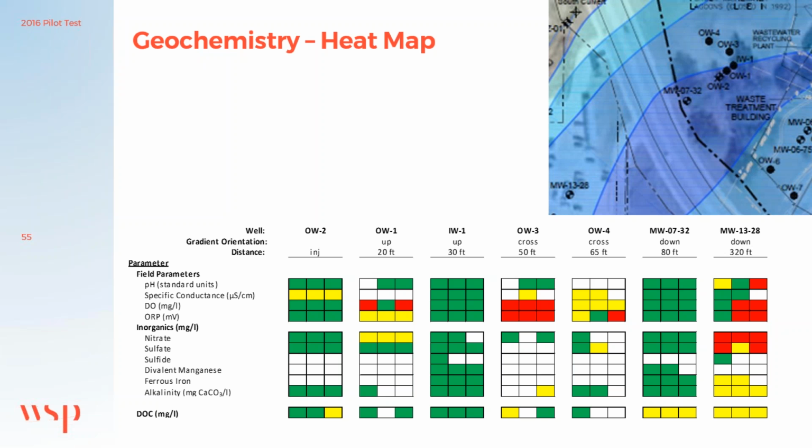You can see the desired geochemical shifts were strong in IW1, located 30 feet up gradient of the injection well, all the way to MW7, located 80 feet down gradient of the injection well. Even MW13, 320 feet down gradient, showed some favorable geochemical shifts.